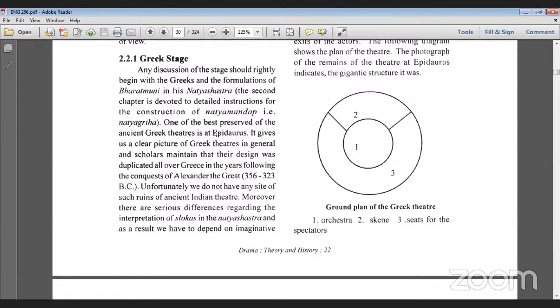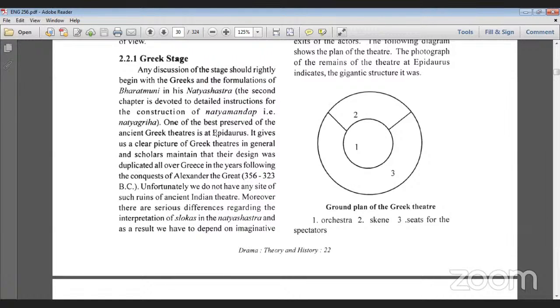Any discussion of the stage should rightly begin with the Greeks and the formulation of Bharata Muni in his Natyashastra. The second chapter is devoted to detailed instructions for the construction of the Natya Mandapa, that is, the Natya Griha.